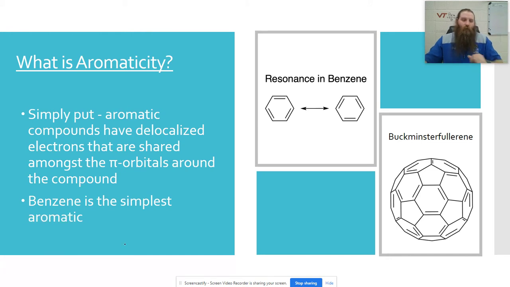And I really want the black pen. Okay, thank you. And I actually have a model of Buckminster fullerene. It's this great big carbon ball that I keep in my classroom. And Buckminster fullerene would be a very complicated example of an aromatic compound. But the simplest aromatic compound is just benzene, which you can actually see right there. There's a 6-carbon ring. 1, 2, 3, 4, 5, 6 goes right around through there. So that would be a benzene ring.